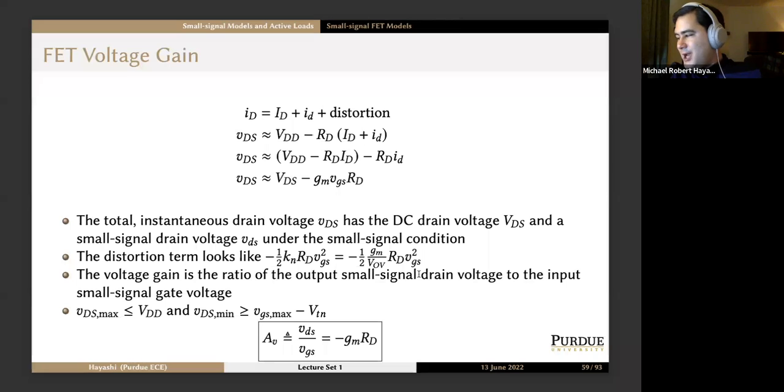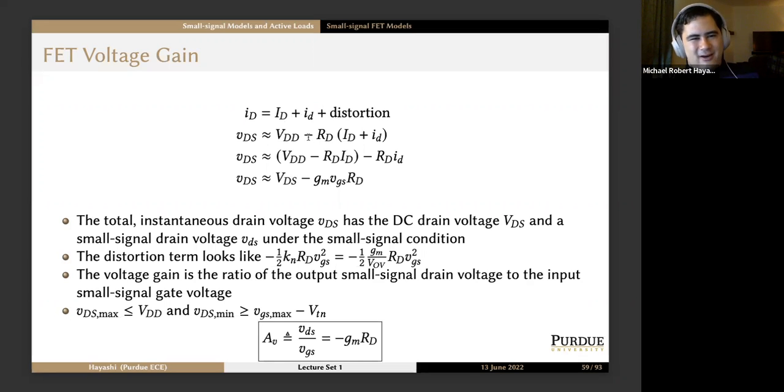So FET voltage gain. So we said that the total drain current is the DC drain current plus the small signal drain current plus distortion. What if we look at the output voltage? Because again, we want to create voltage amplifiers. We like dealing with voltages. Currents are kind of treated as second-class signals in signal processing land. So we want voltage out as well.